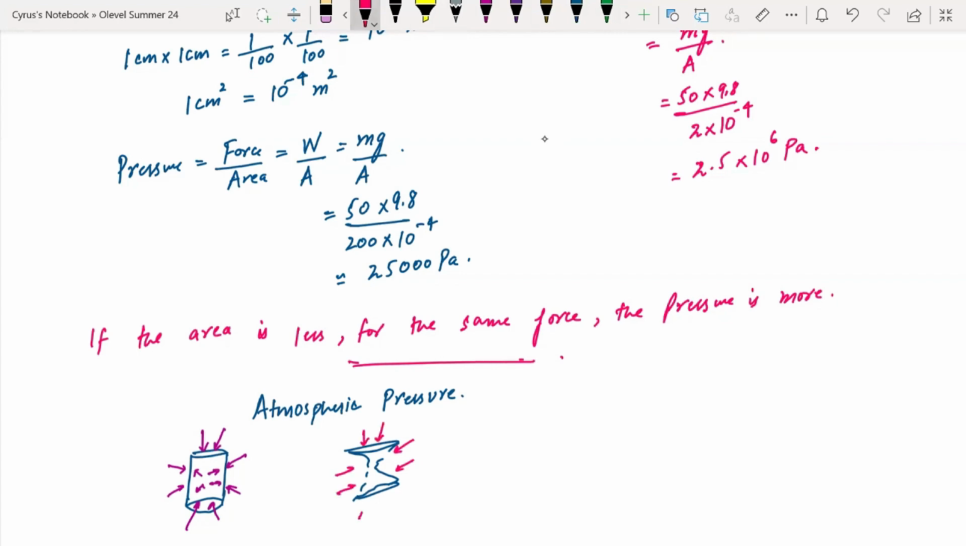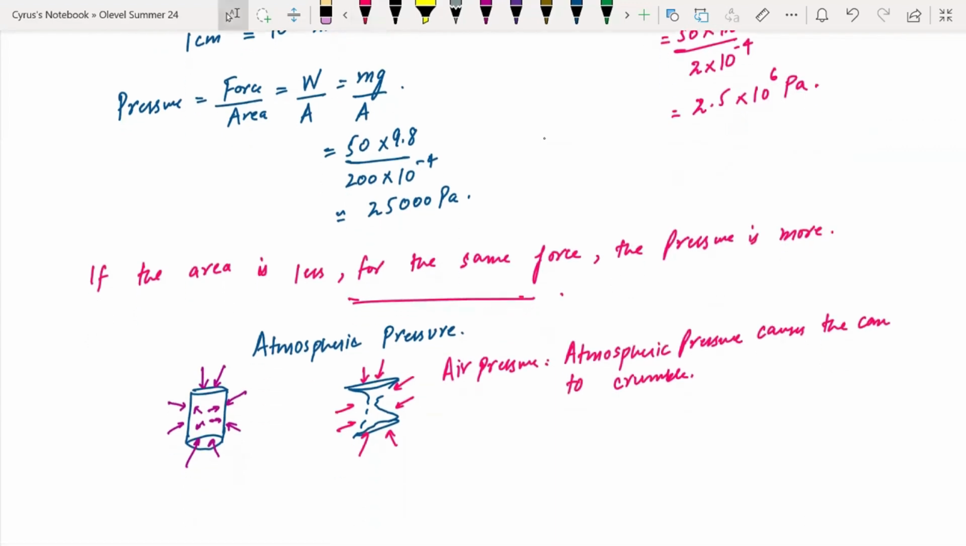असल में बेसिकली हम क्या क्रिएट कर रहे हैं, हम इसके अंदर वैक्यूम क्रिएट कर रहे हैं. हम इसके अंदर एयर रिमूव कर रहे हैं, तो when air is removed so it crushes due to the atmospheric pressure. So there is some air pressure outside, and what happens is that atmospheric pressure causes the can to crumble all the way. ठीक है, is that clear?